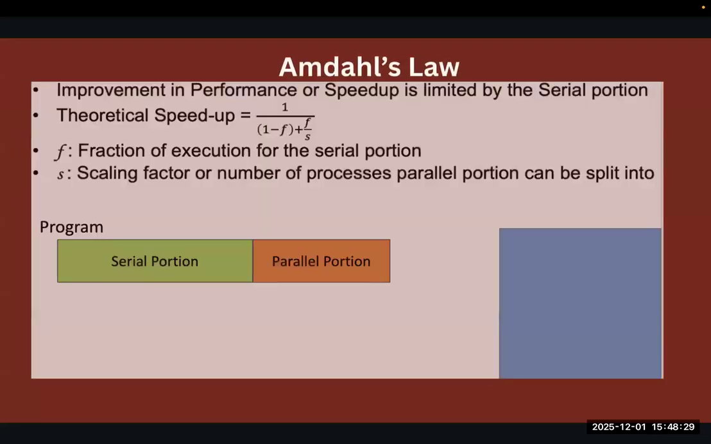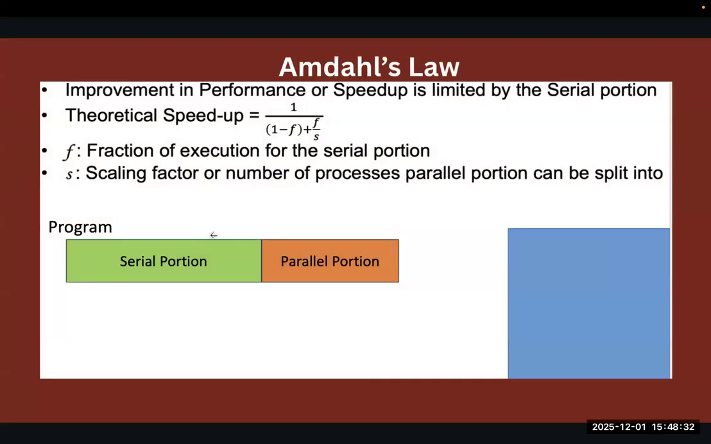Then we have Amdahl's law. It explains the maximum speedup a program can achieve through parallelism. It states that the improvement is limited by the portion of the program that must run serially. Even with infinite processors, the serial part creates a performance ceiling. So at some point it stops and has reached its maximum output. The formula over here shows that speedup depends on the fraction of serial execution and the number of parallel resources used.